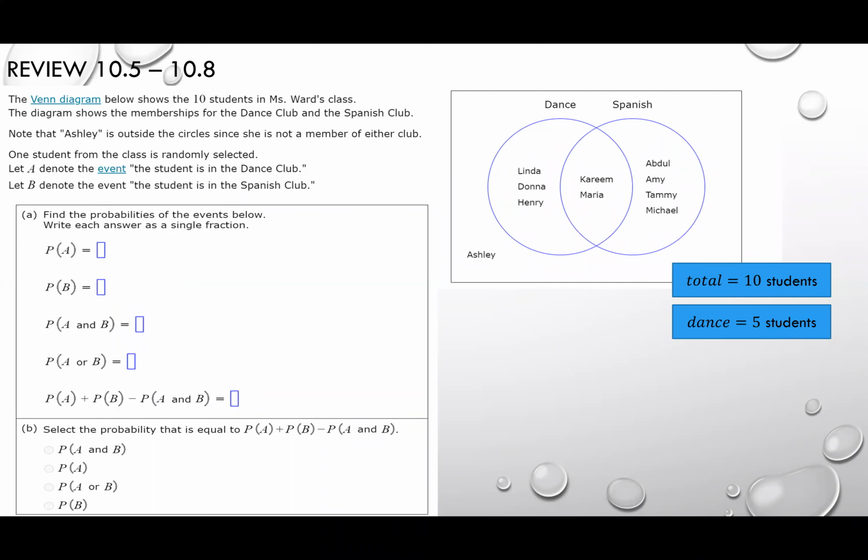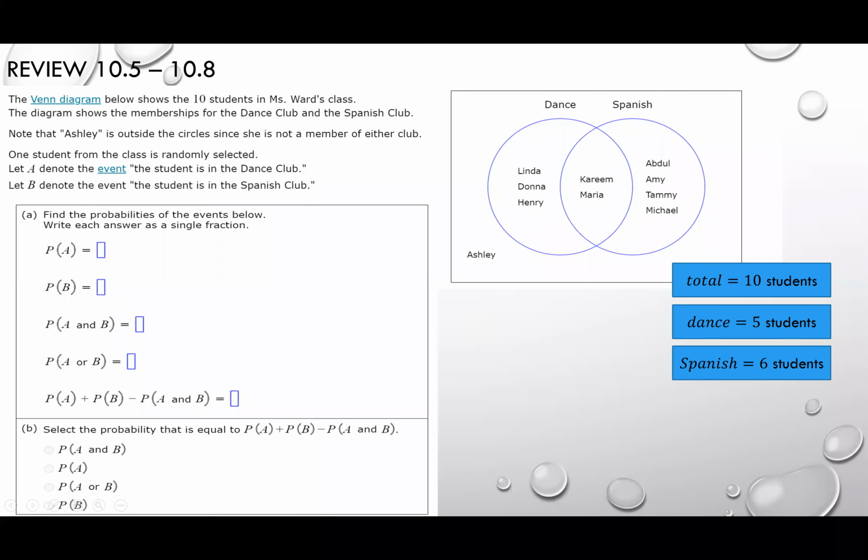And again, set A is dancing. There are 5 students: Linda, Donna, Harry, Kamal, Maria. And Spanish, which is your set B, you have 6 students, right? Kamal, Mary, Adu, Amy, Tammy, Michael. So they ask you, what is the probability of A? What is the probability that you select a student and that student is a dancer, right? In the dancing class or dancing club.